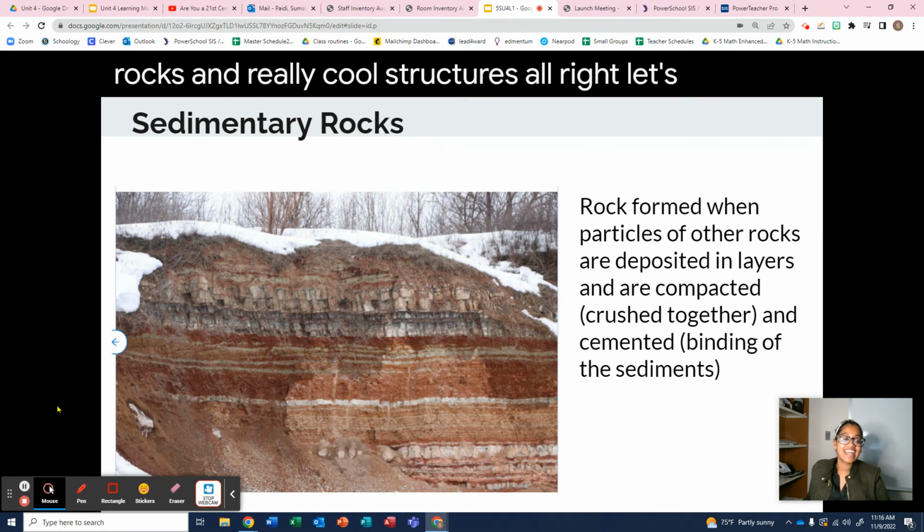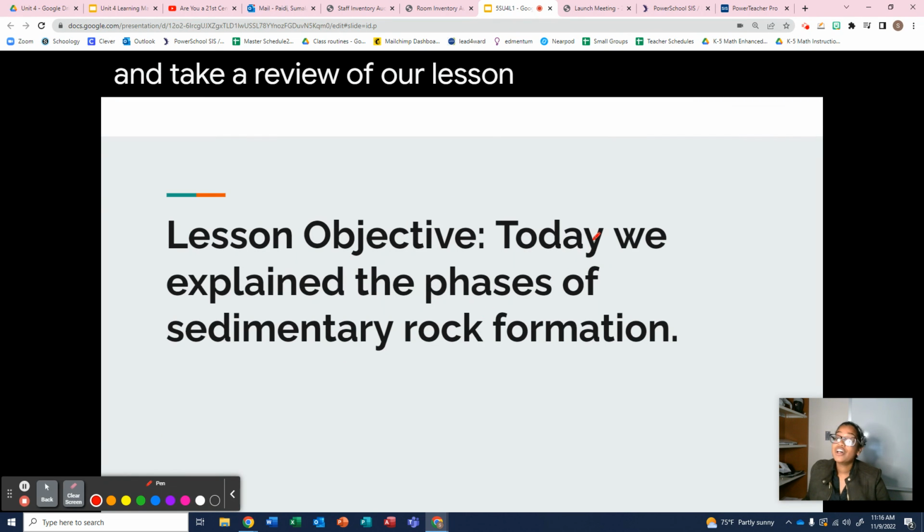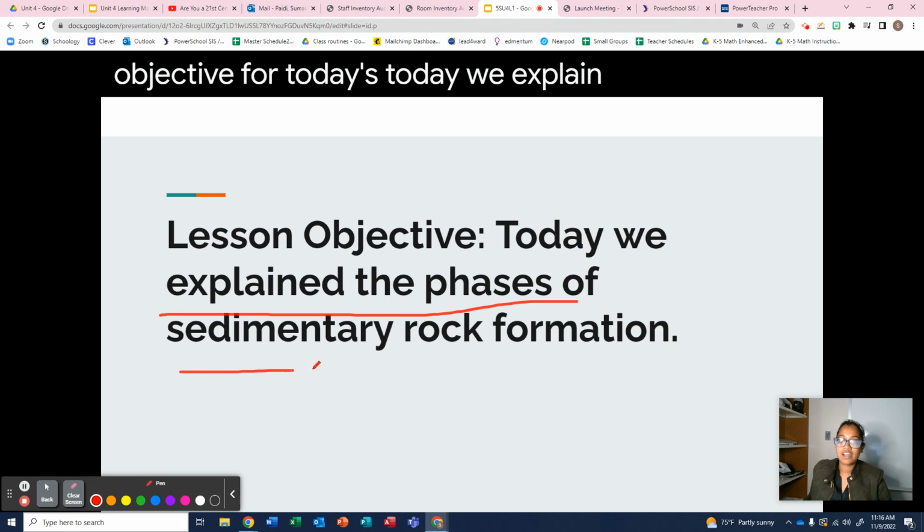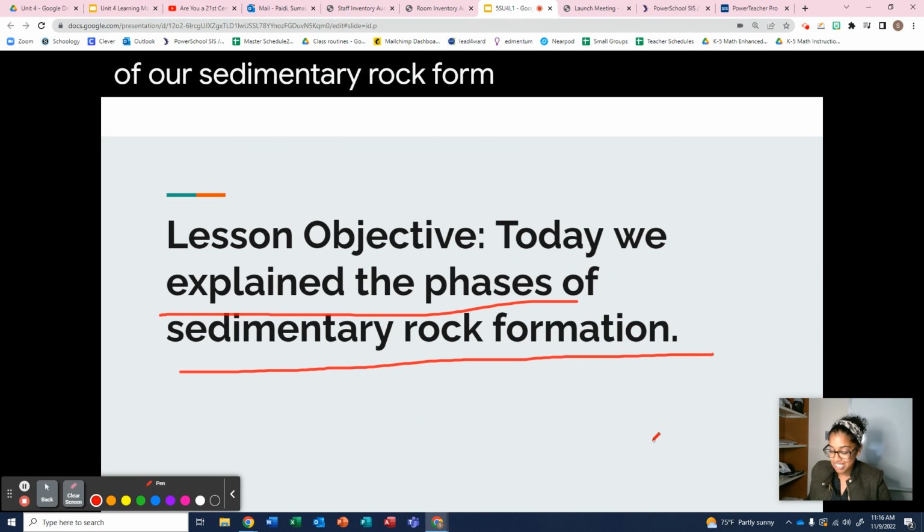All right, let's go ahead and take a review of our lesson objective. Our lesson objective for today is we explain the phases of sedimentary rock formation.